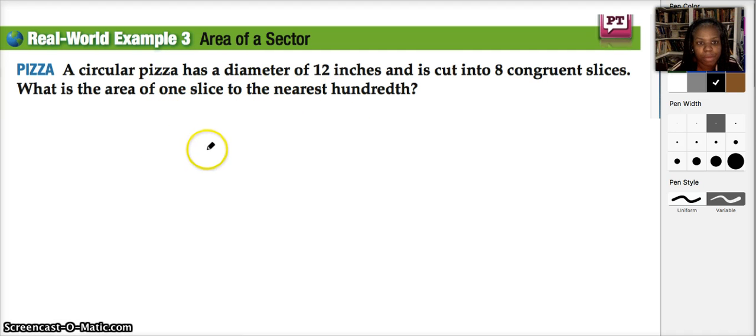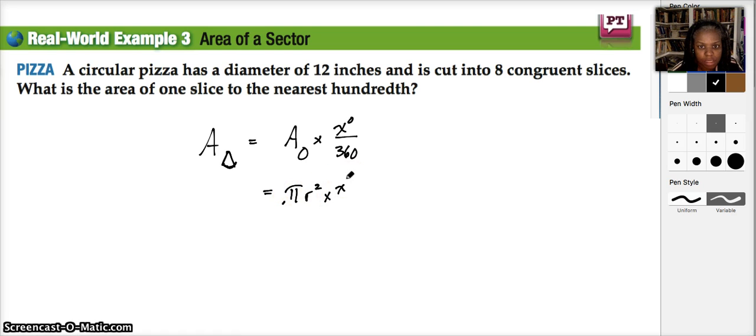Well, we remember to find the area of a sector, we need to first find the area of the circle, and then we're going to multiply it by a special fraction: x degrees over 360, where x is the central angle. And so the area is pi r squared times this little fraction. That's going to be our friend.